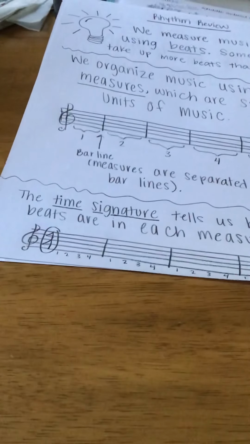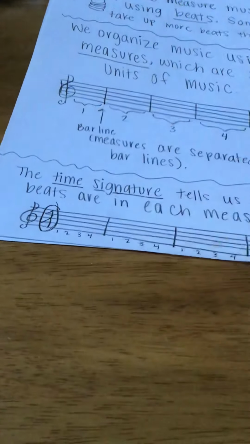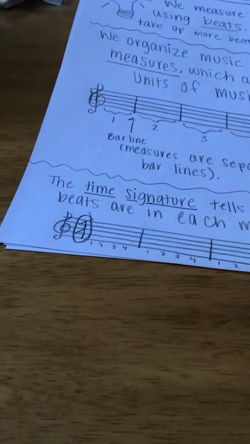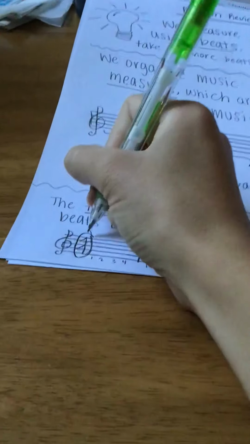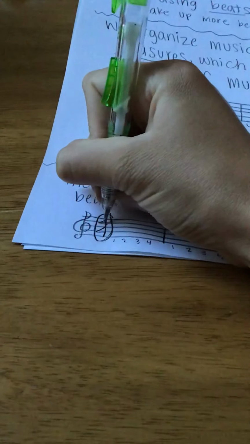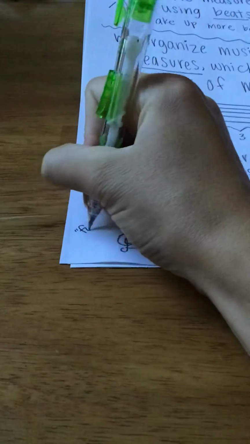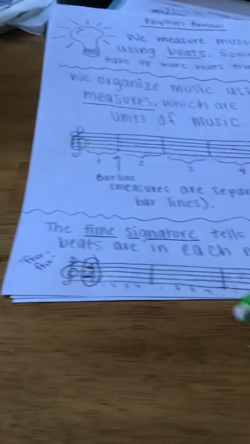Now, we also have something called the time signature. The time signature, and this is an example of one right here, tells us how many beats are in each measure. Now there are many different time signatures, but the first time signature that we learn in beginning band is 4/4. It's got a number 4 on top of another number 4. I'm going to darken this so you can see it a little bit better. So we have two 4s on top of each other, and that's called 4/4. That means that we have 4 beats in each measure.